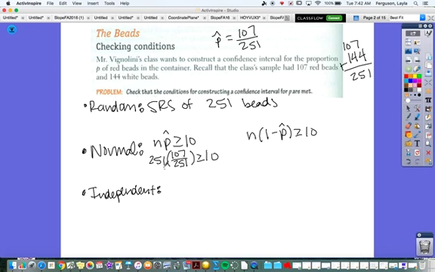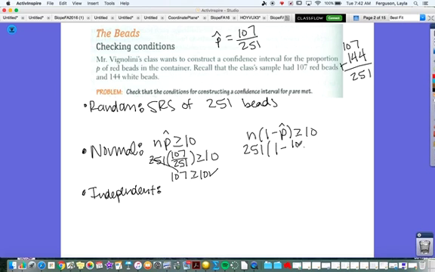251 times 107 over 251, those would cancel, so we have 107 is greater than or equal to 10, which works out. Over here, we say 251 times 1 minus 107 over 251, which is 251 times 144 over 251. Those cancel out, so we have 144 is greater than or equal to 10, and that works out. That means that the counts for successes, which are red beads, and failures, which are non-red beads, are both at least 10.